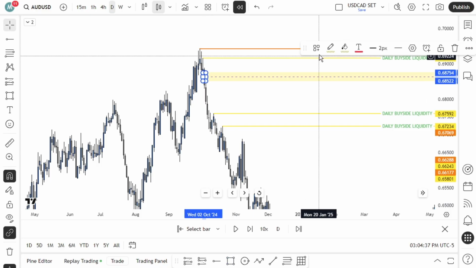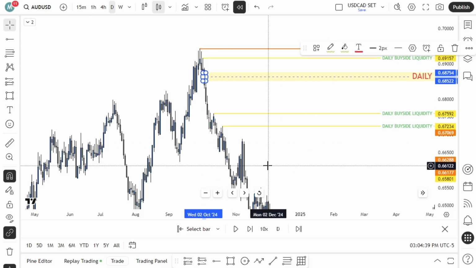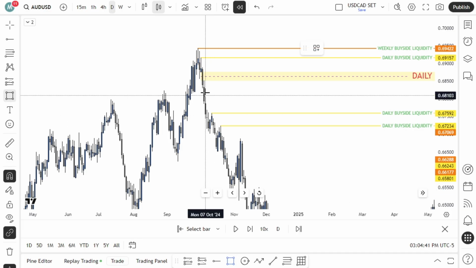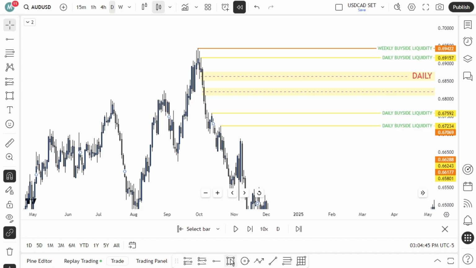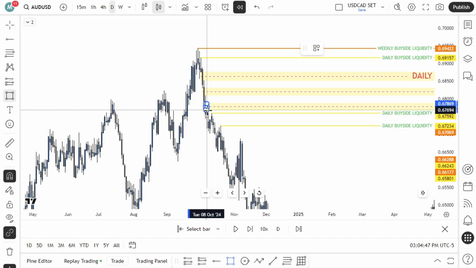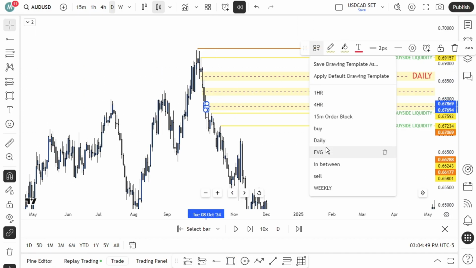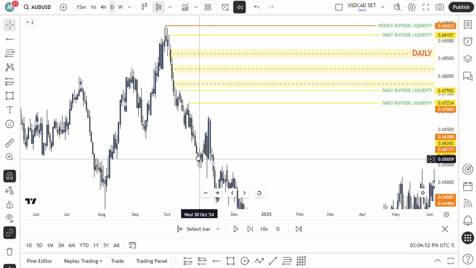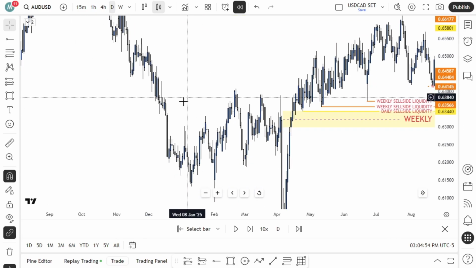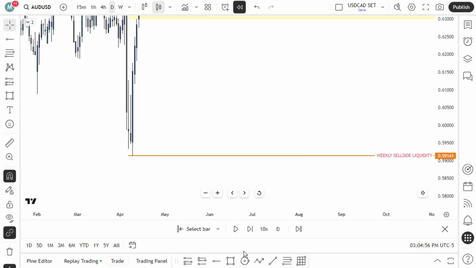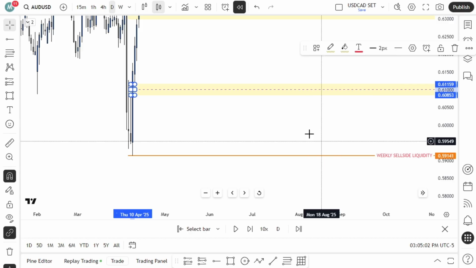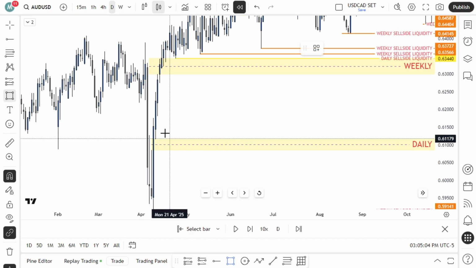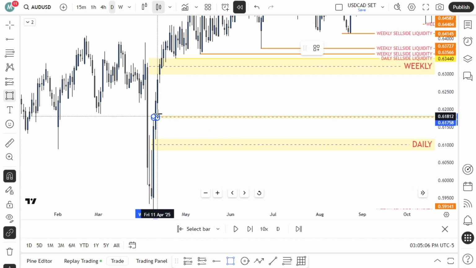So we start here, daily, give a next fair value gap here. As daily, we have a next fair value gap here. As daily, give a next fair value gap here. As daily, the next one here as well.